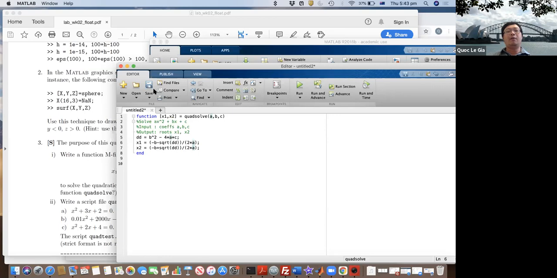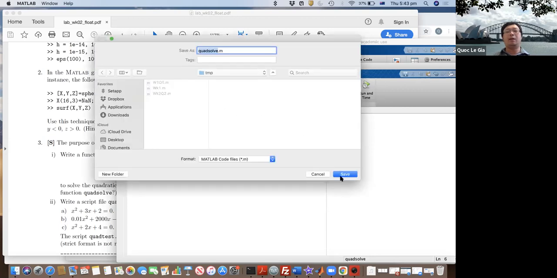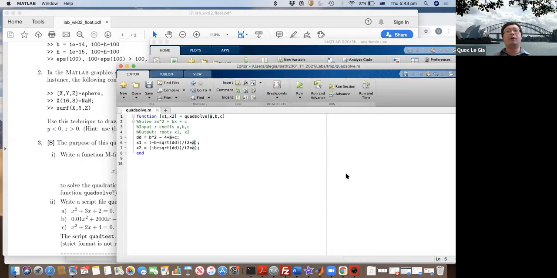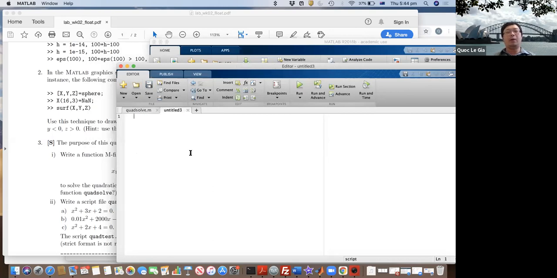Okay, so now I have to save. Do not run it, because if you run it, it will report some errors. First we have to save it with exactly the function name, quad solve. And now we have to create another script to test this function, called quad test. So this is a script to test quad solve.